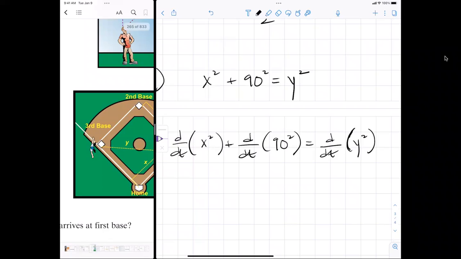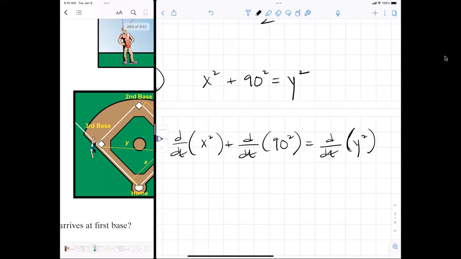When we differentiate an equation with respect to t, we're deriving an equation that will allow us to see how a variable is changing with respect to how time is changing.